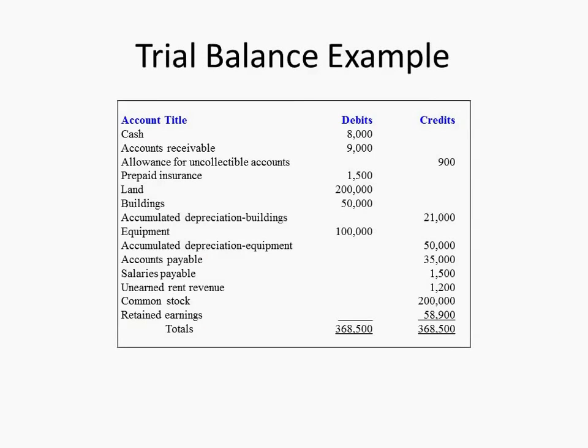We have to post to the ledger, and from the ledger we can make a trial balance, right? So here I just put up an example of a trial balance, and I want to point out some of these numbers. Don't worry, this doesn't relate to anything, I just found a trial balance and I put it up, okay?